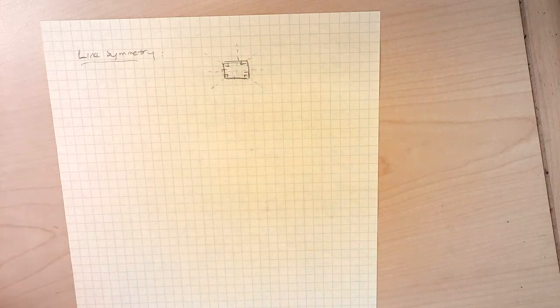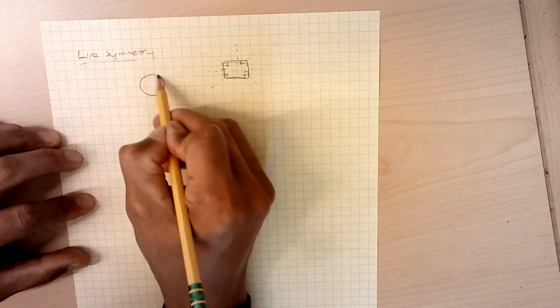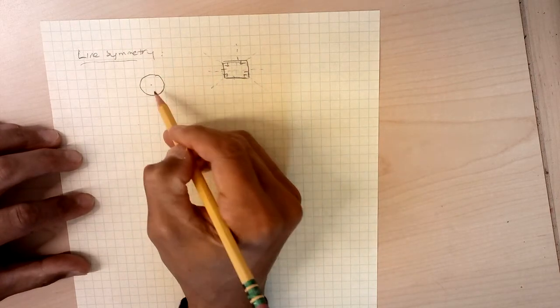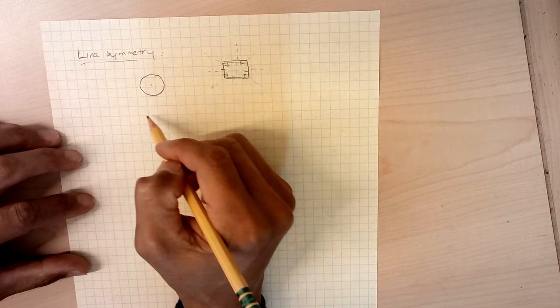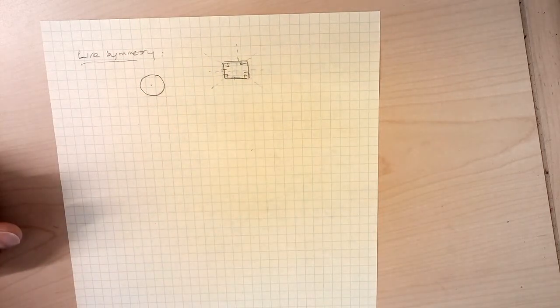And as you can probably guess, other figures have lines of symmetry as well. Like a circle would have an infinite number of lines of symmetry going through the center. Could be horizontal, could be vertical, could be at any angle. Not for a square though, just at 45-degree angles.